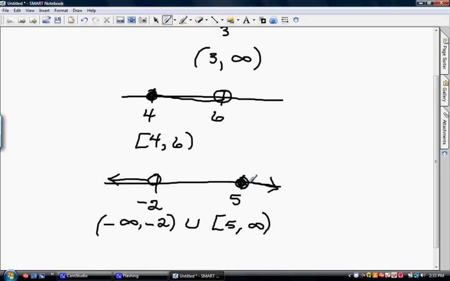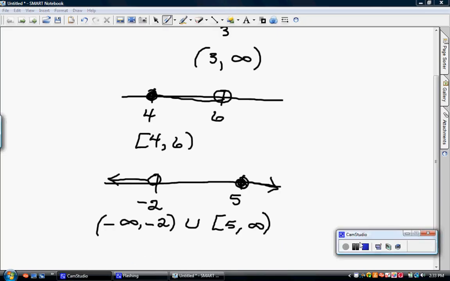Those are just some of the kinds of answers that you may end up with as you do some of these inequality problems. So you may need to review the interval notation if you want to. That's in your book, and it starts on page 3 if you go back and review that concept.